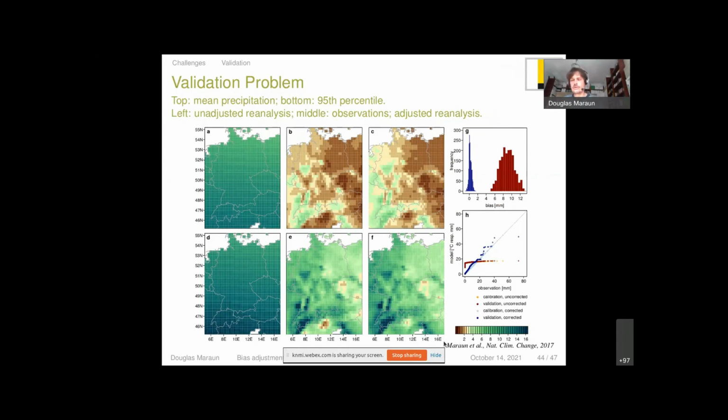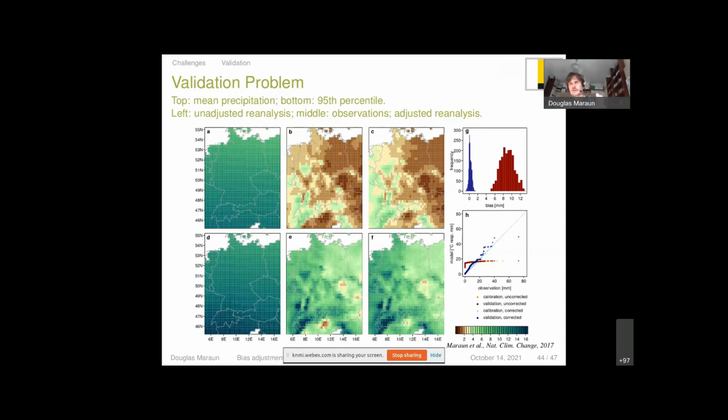So what we have done is we wanted to show that it's very difficult to evaluate whether a bias adjustment works, even in a cross-validation setting. So people say, well, you have to do cross-validation and then everything works out fine. So what we've done is we've basically done a bias adjustment of model output over Germany. And the model data which we took was not the rainfall over Germany, but we basically just took it from the other side of the planet, so somewhere close to New Zealand, the model rainfall there. So it has nothing to do with the interannual variability.